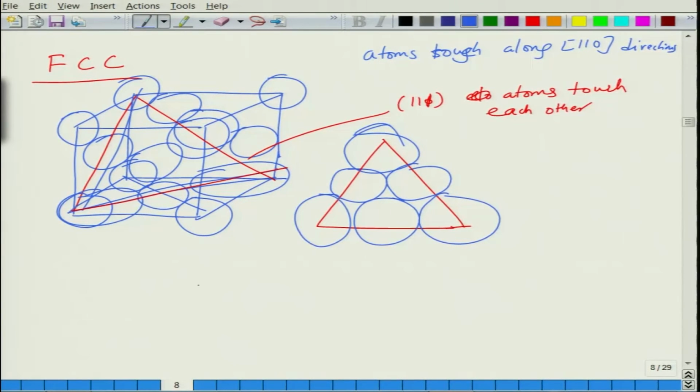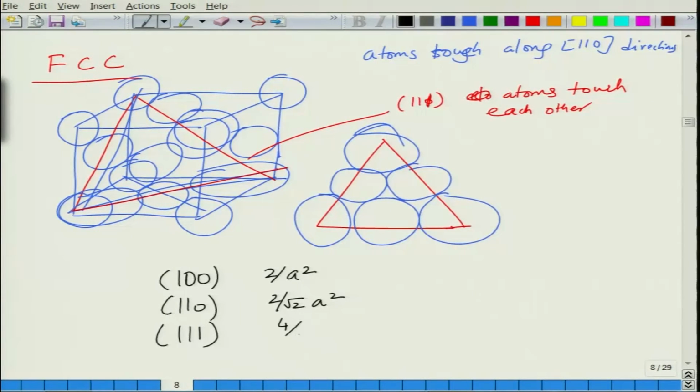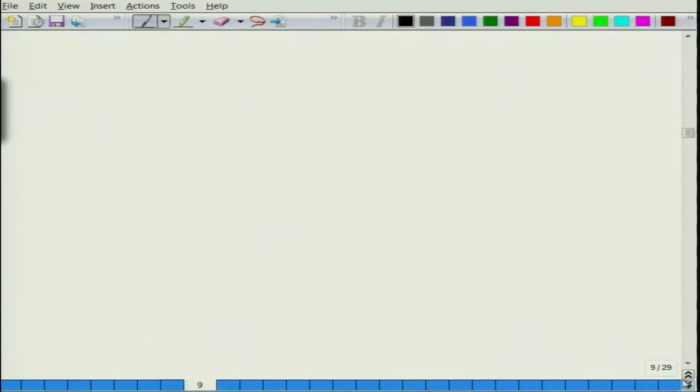And if you now calculate the atomic density for different planes, for 100, for 110, for 111, this will be 2 divided by a square, this will be 2 divided by root 2 a square, this will be 4 divided by root 3 a square. So, this has the highest atomic density and it is the closest packed plane. This is how you work out the planar density.